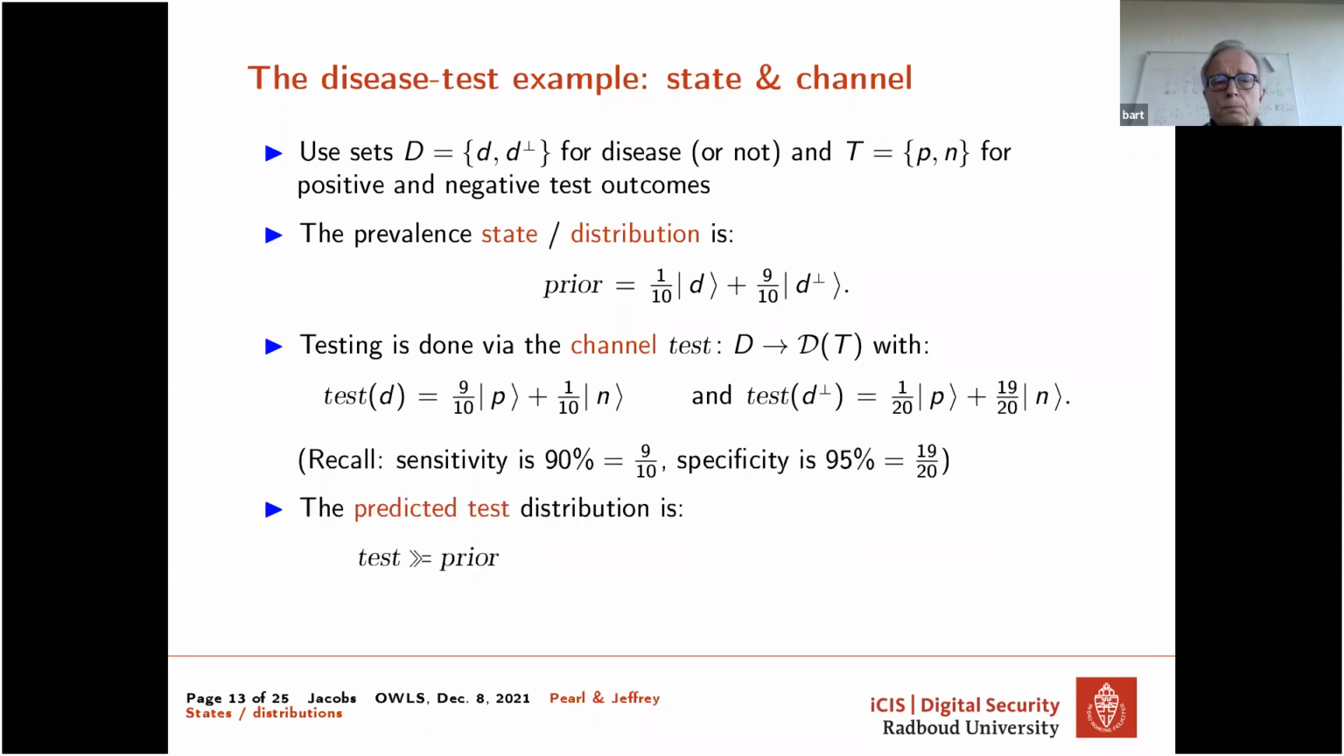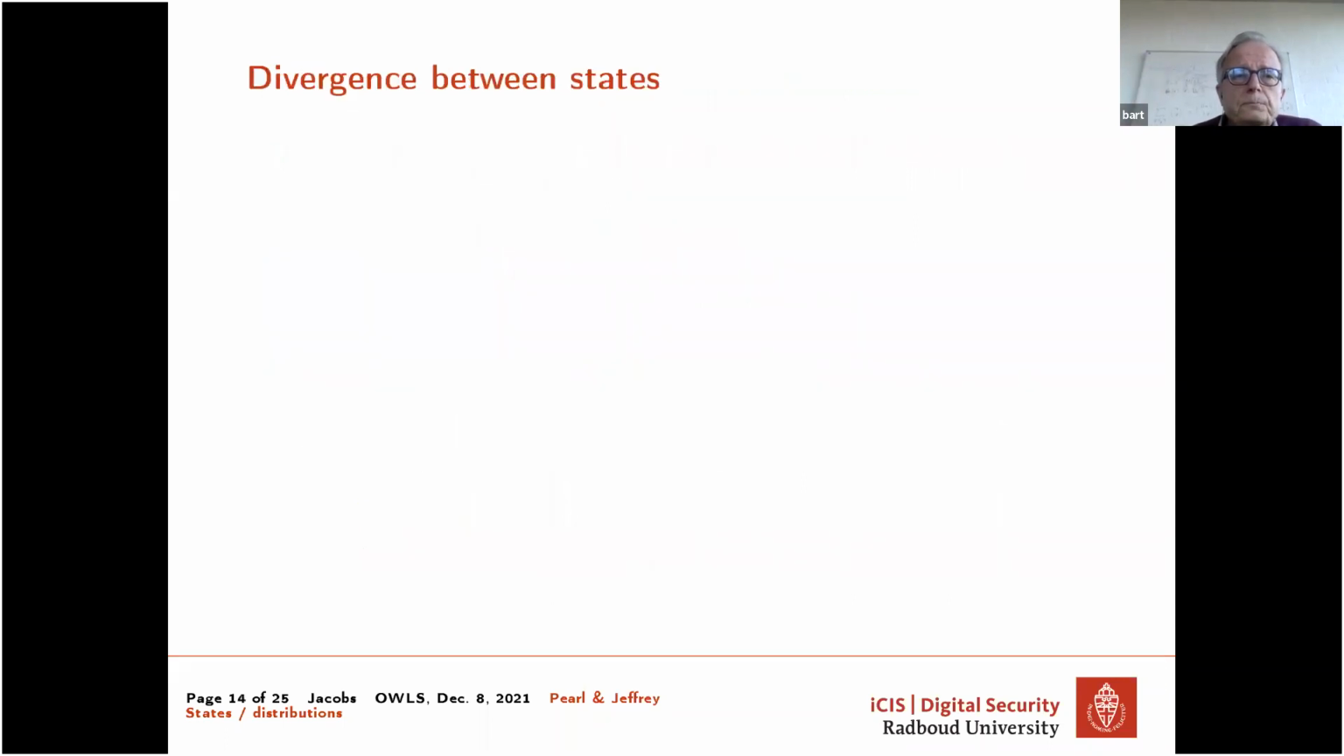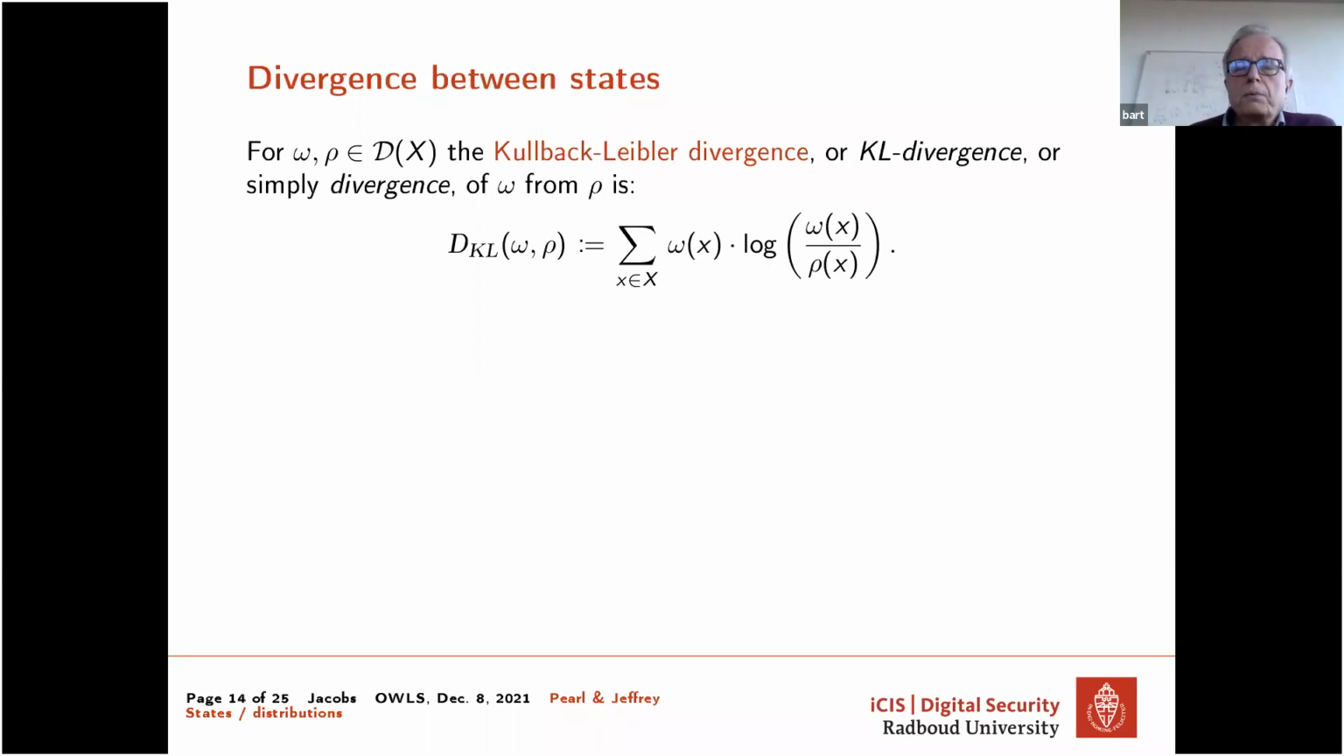And the predicted test can now be computed via this probability, and it takes this form. And remember, there was a 13.5% likelihood of a positive test a priori. And you can compute it via this state transformation along a channel. Now, there is a familiar notion of divergence between states. If I have two states, I can ask how different they are. And a common way to measure this is to use the Kullback-Leibler divergence, which is abbreviated to KL divergence, and which has this formulation.